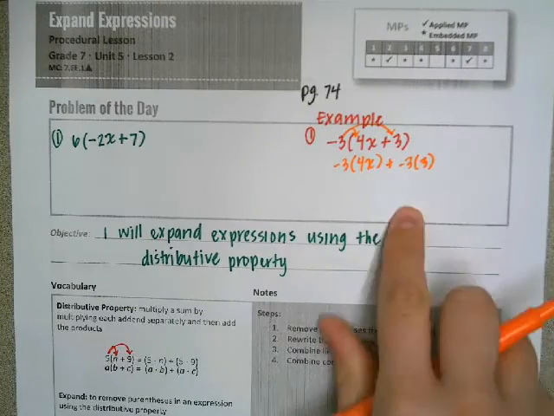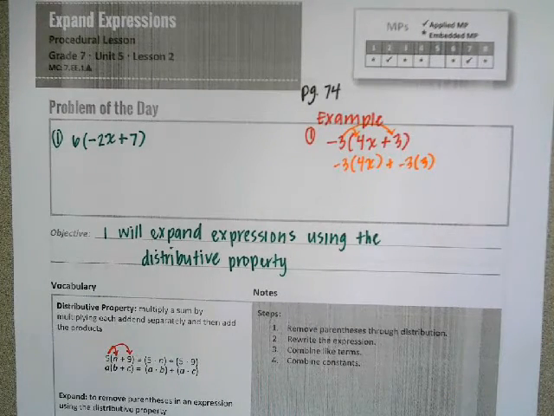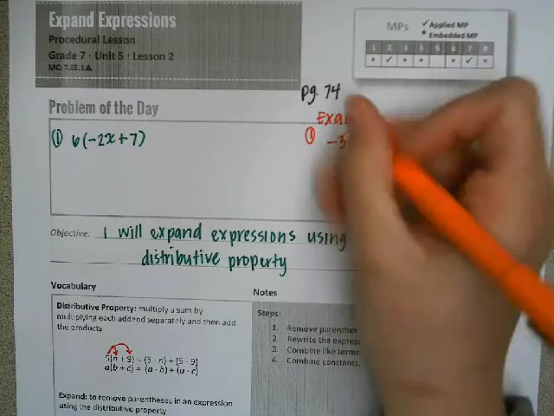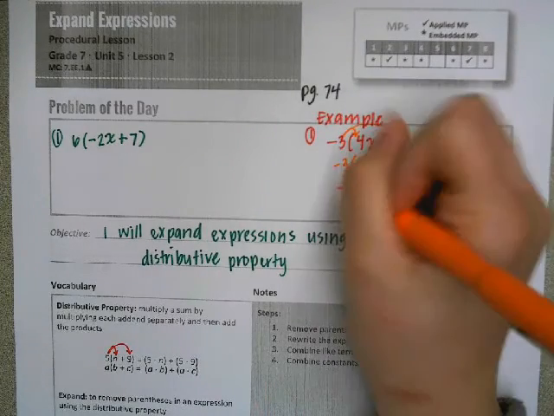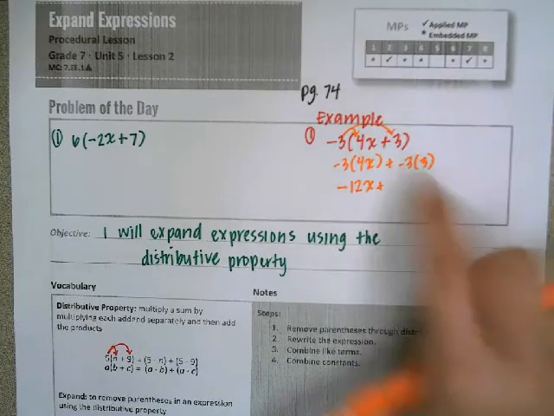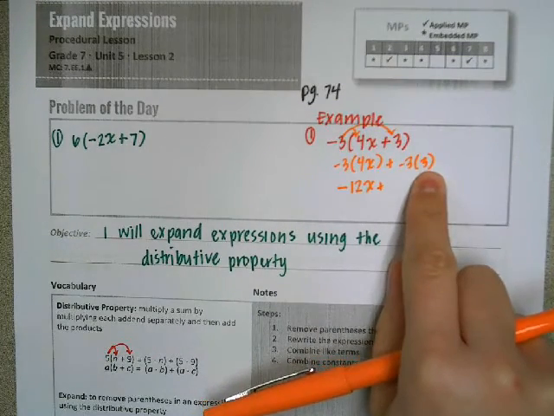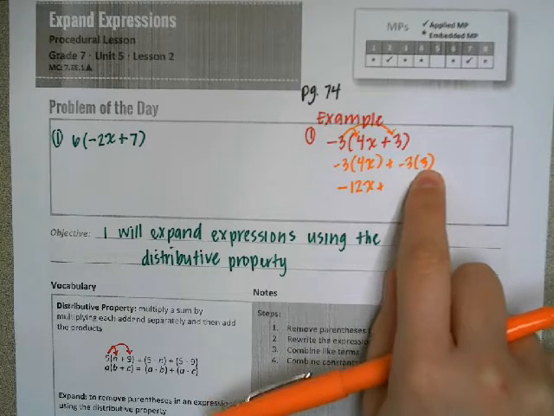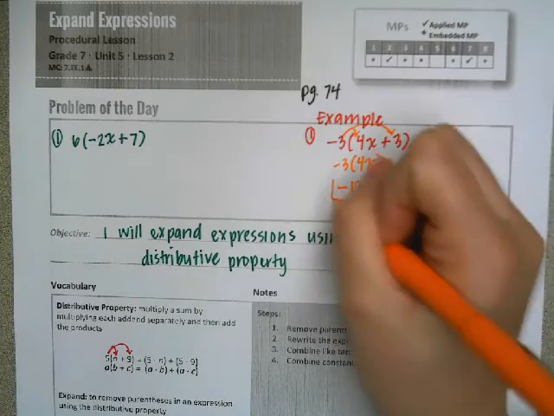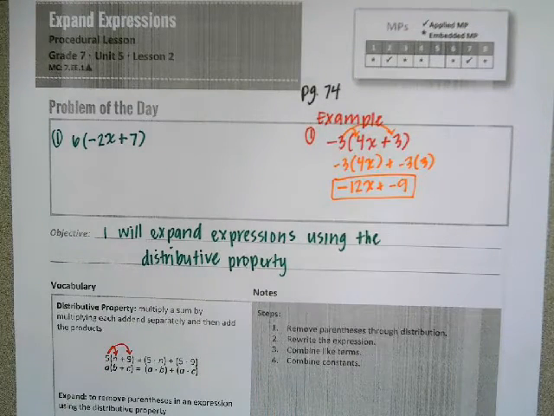Now you need to remember your multiplication rule, so a negative times a positive, two different signs, so my answer is going to be a negative. 3 times 4x is 12x, so negative 12x, plus, again, a negative times a positive, two different signs, equals a negative, so negative 3 times 3 is 9, so negative 9. And that is your final answer.